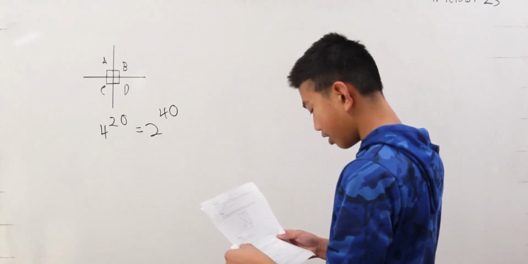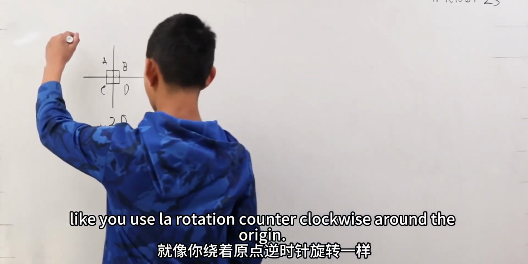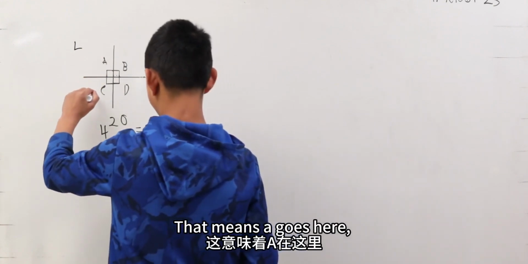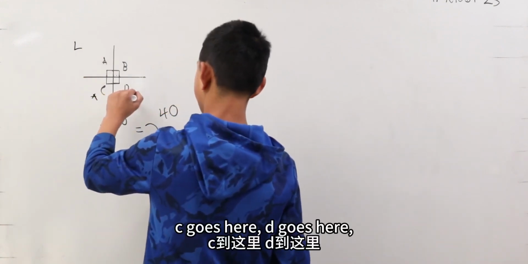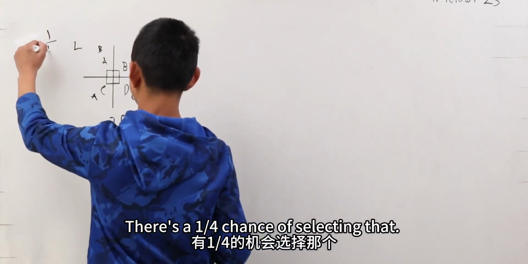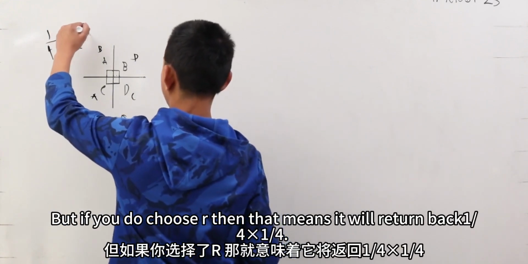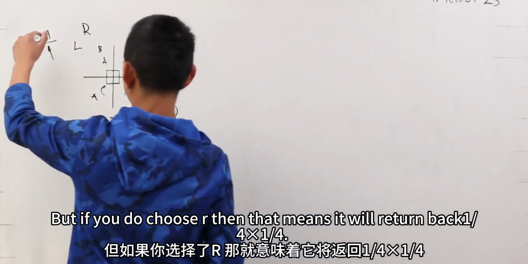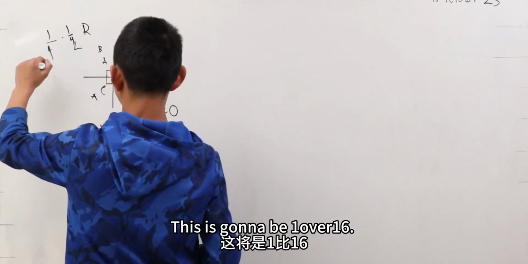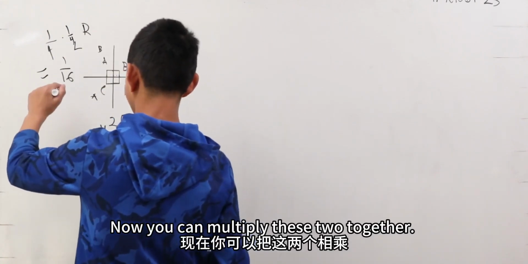Now, say you use L, a rotation counterclockwise around the origin. That means A goes here, C goes here, D goes here, and B goes here. There's a 1/4 chance of selecting that. But if you choose R, then it'll return back. So 1/4 times 1/4 is 1/16.